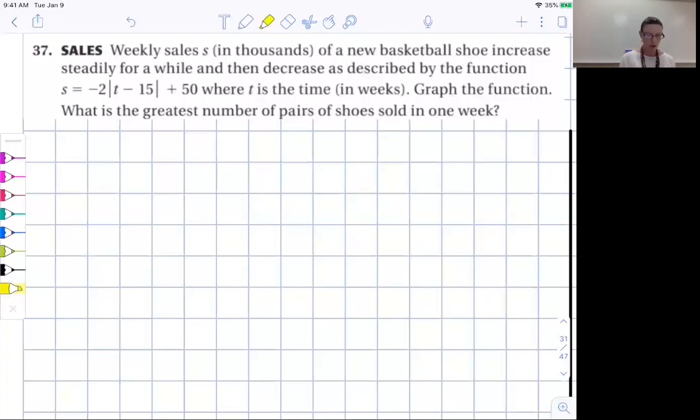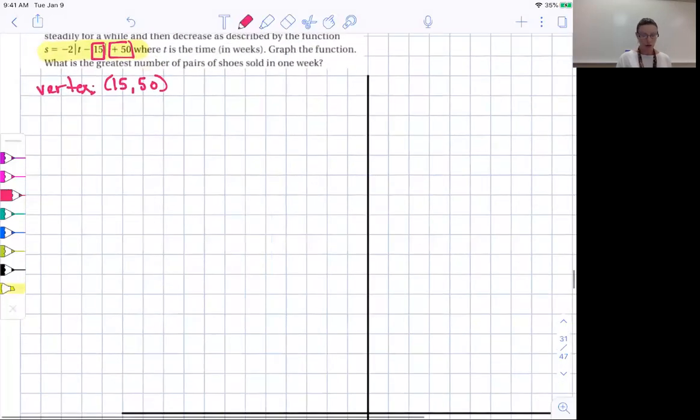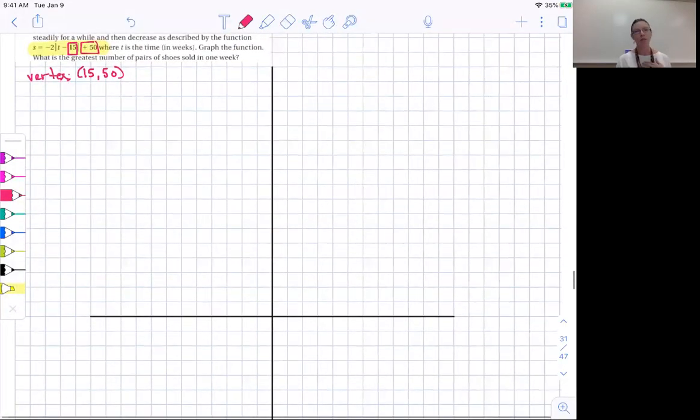Looking at this equation here, the first thing we need to think about is the vertex. Annabelle, what would the vertex of this equation be? 15, 50. Yeah. So again, we're taking just the number 15, and then it's a plus 50 outside. The reason it's just the number 15 is because in the equation, there's a minus in the standard form. So when I go to graph this, I have to graph that vertex at 15 and 50.